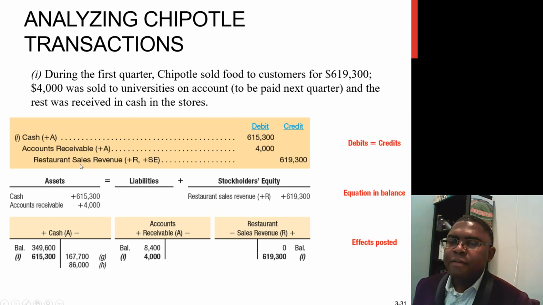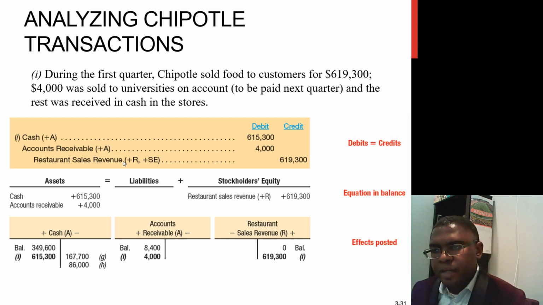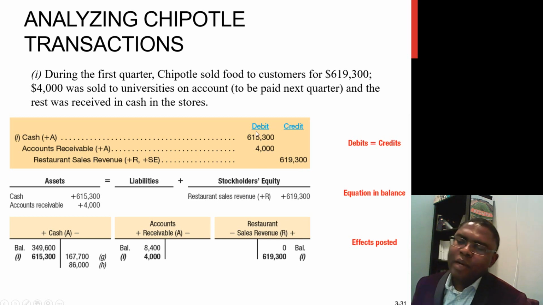And then we have restaurant sales revenue, which is increasing. When revenue is increasing, it has a credit balance. So this is how we are going to journalize this transaction. Then we ensure that it is balanced and we post them on their respective T accounts.